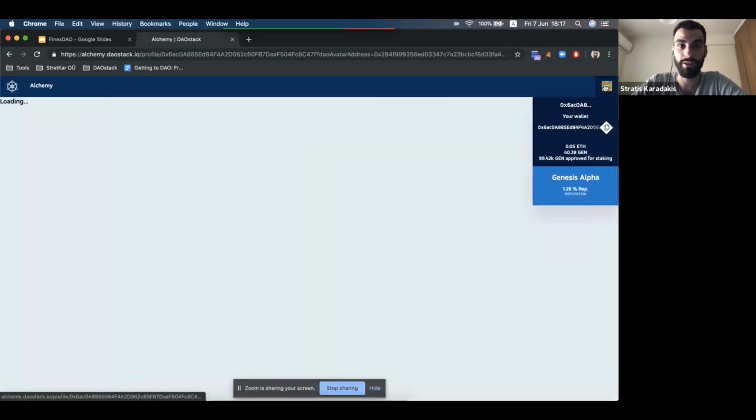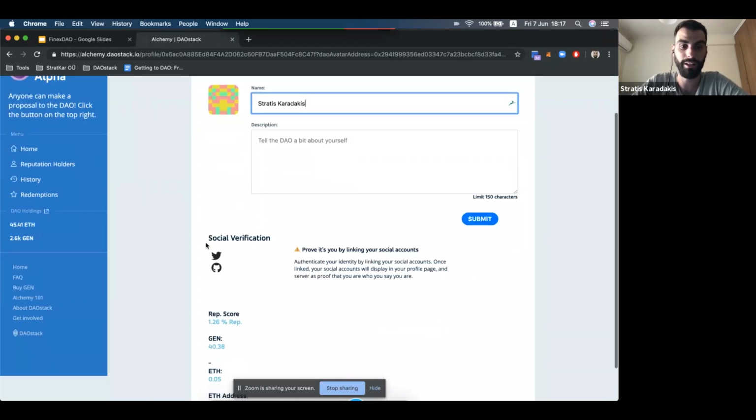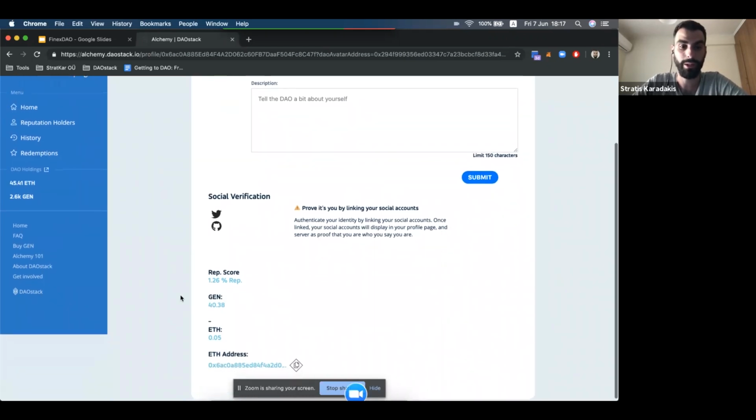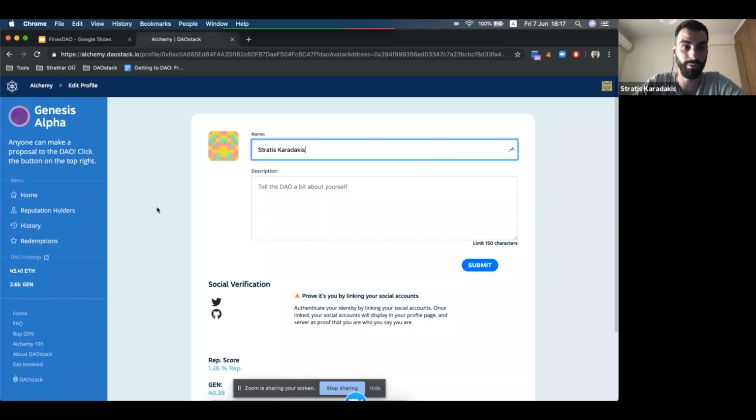If you click here, you can edit some of the details about yourself: your name, a short bio, and you can add social verification via Twitter and GitHub. There's also other information, like how much voting power you have, how many Gen tokens this wallet holds, how much Ethereum you have, and what address is associated with it.